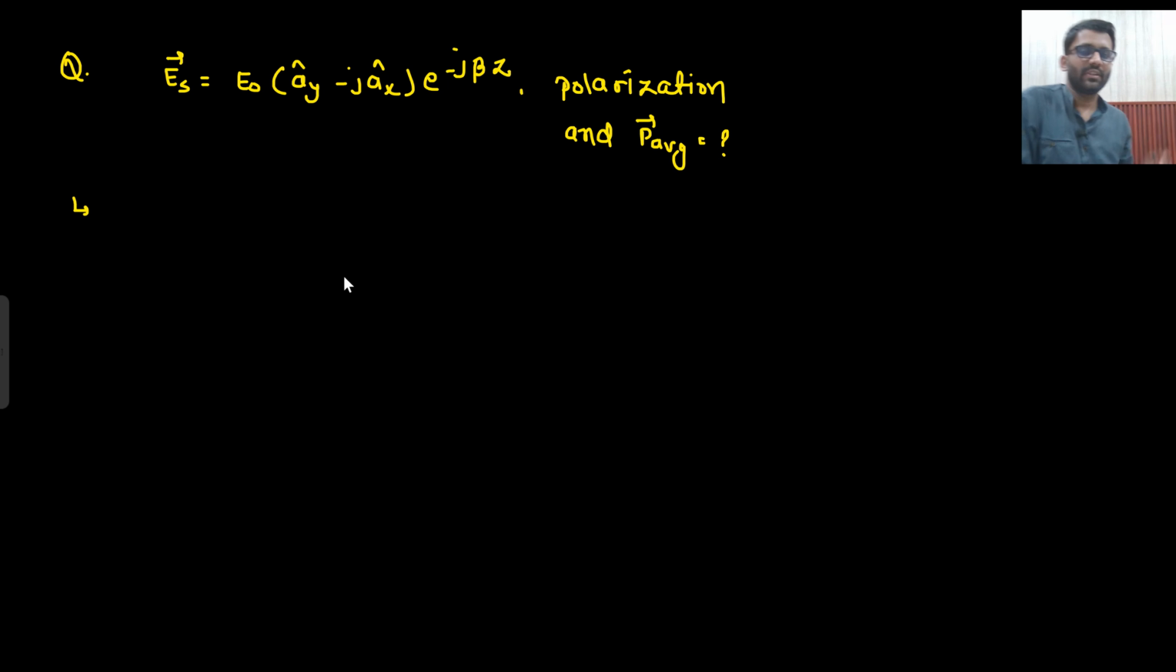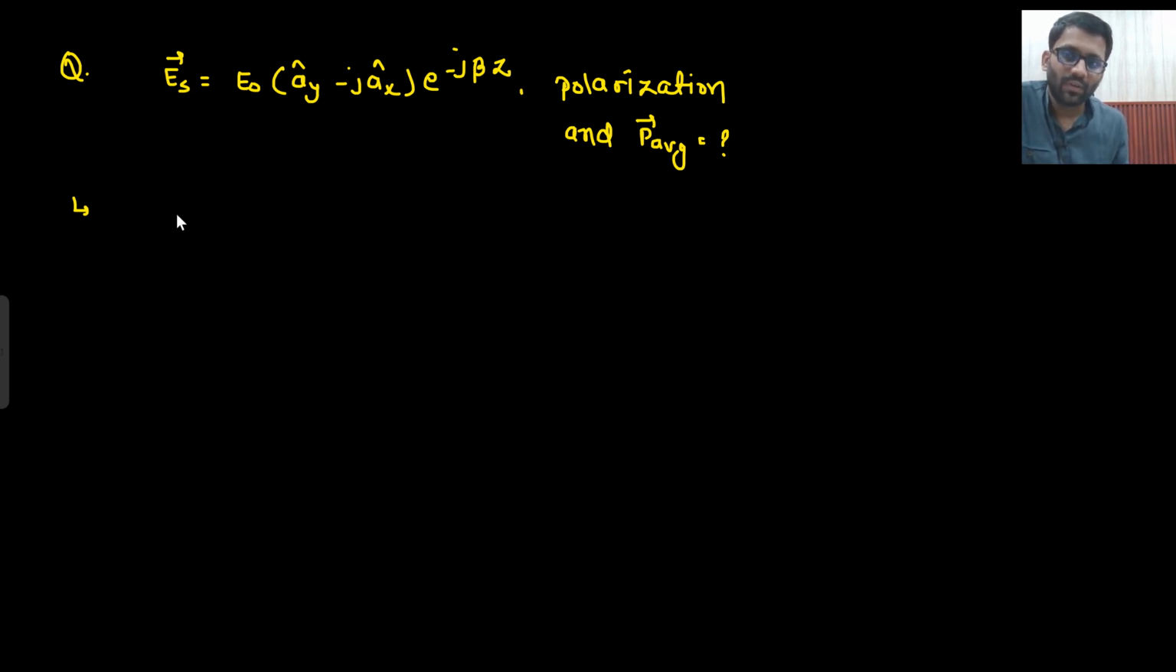Okay, let's start with this question. Try doing it on your own and let me know your P average as well. What is P average? Time average Poynting vector. You need to tell me the time average Poynting vector. Along with that, you need to tell me the polarization as well. So think about it. You can tell because we have done enough practice. So certainly you will be able to tell what this is.